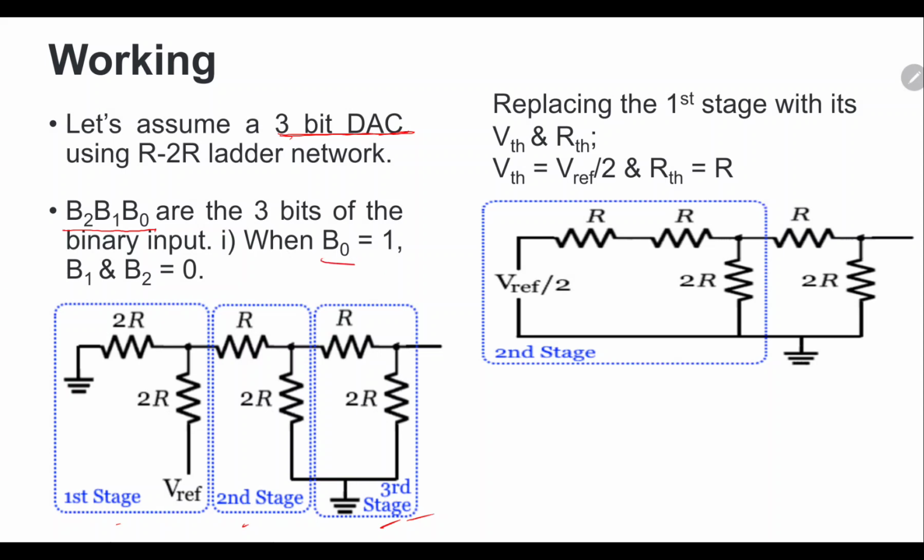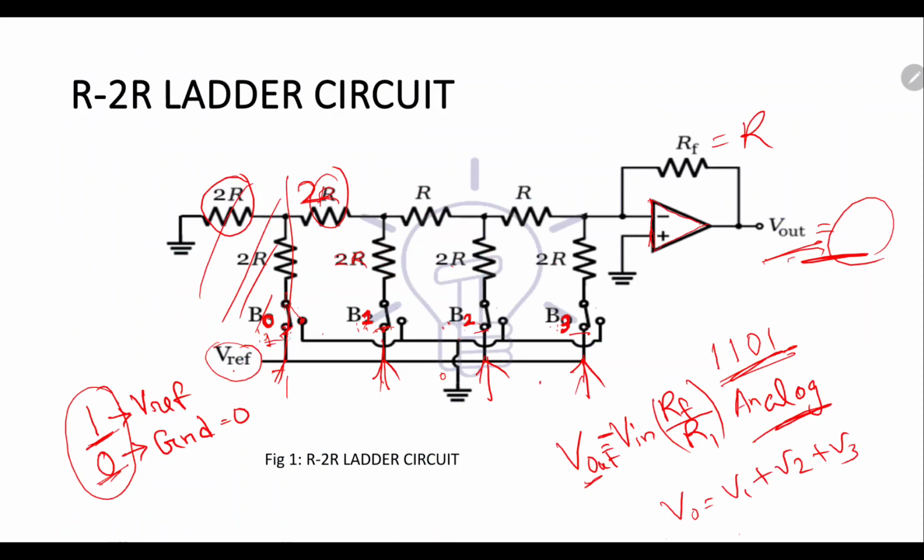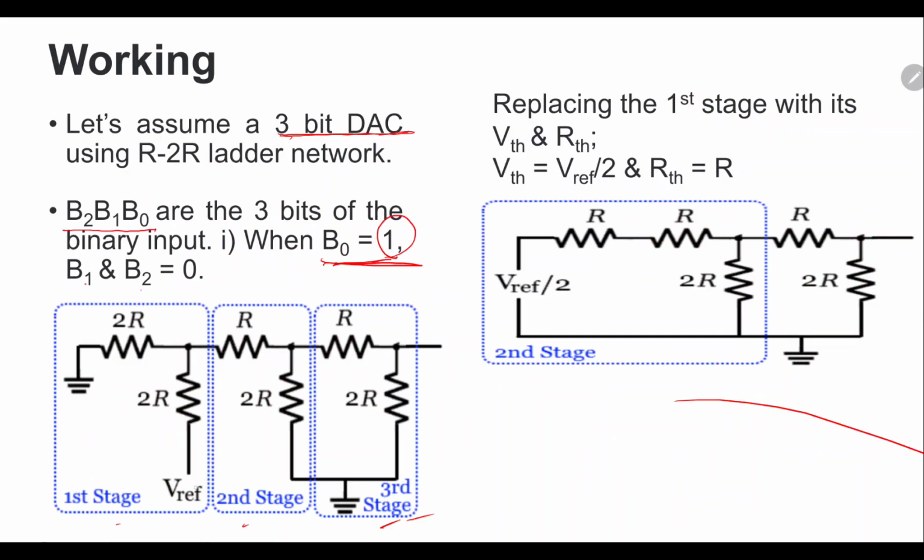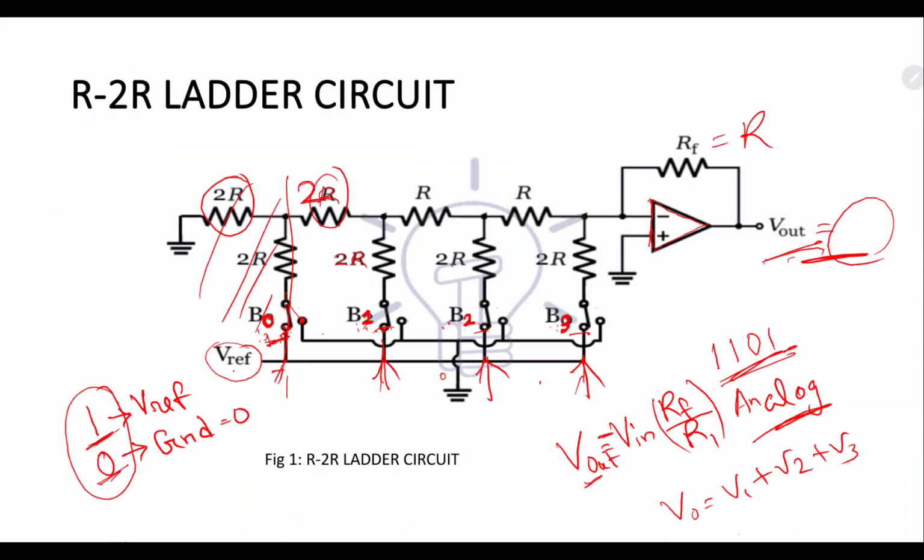Next, because I have taken 3 bits, first I have considered the B0 point, where the B0 value is 1 and B1, B2 are 0. If you just have a look at the B0 position, the leftmost, here I have applied B0. As the B0 value is 1, how much will be the input to the first stage? It will be V reference, because I have already shown you that if the value 1 is given, the input will be V reference.